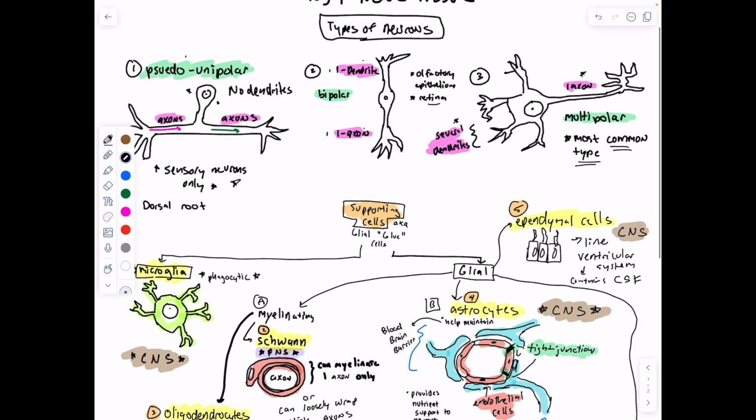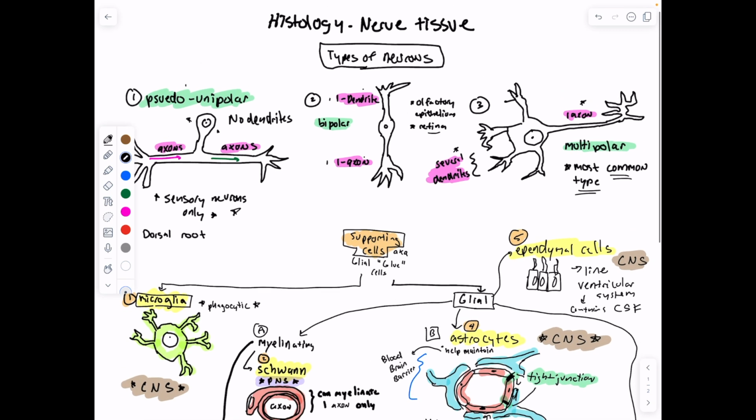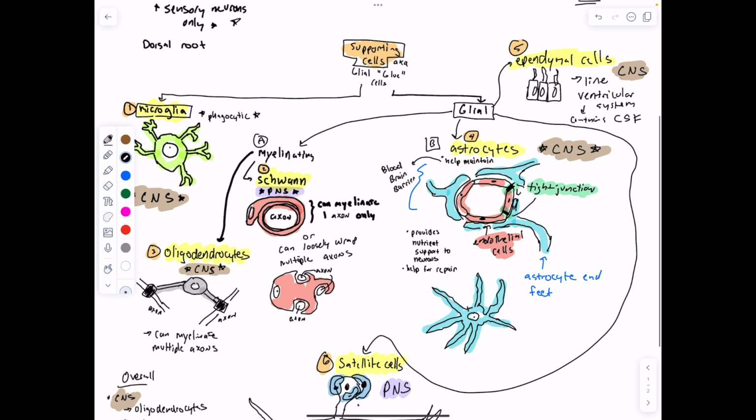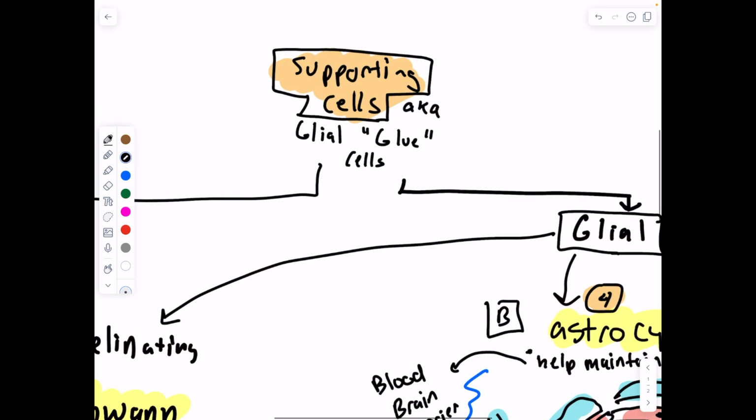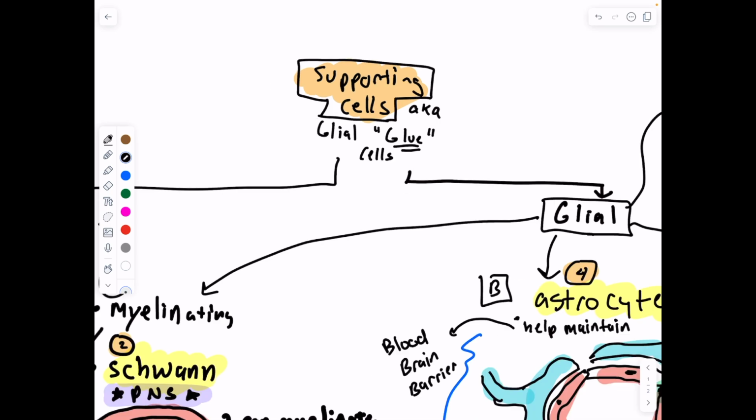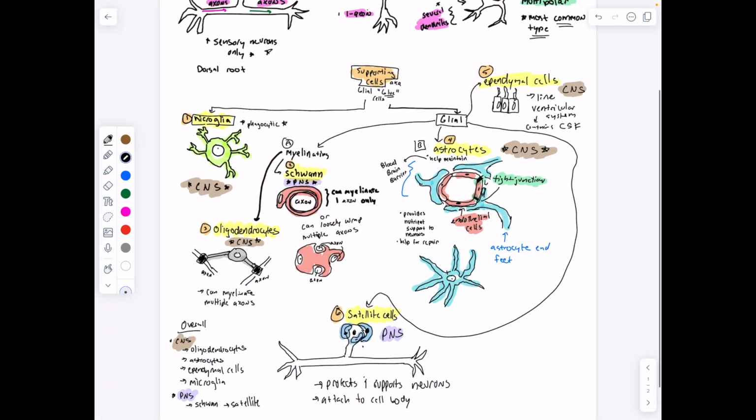All right, and so that brings us to our other type of cells in the nervous system, which are our supporting cells, and we refer to these as our glial cells. Why glial? Well, apparently glial means glue. So these are our glue cells. We have our neurons, and then we have the glue that holds them together, aka the glial cells.